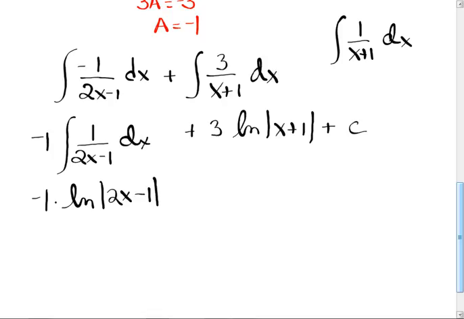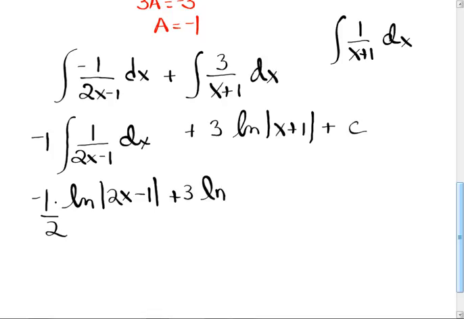And if I check it, I'm going to be off by a factor of 2. What's the derivative of this? It's 1 over 2x minus 1 times 2. I don't want the 2 there, so what do I have to do? Divide by 2. You could have done a u substitution to get the divided by 2. Let's just do a u substitution.